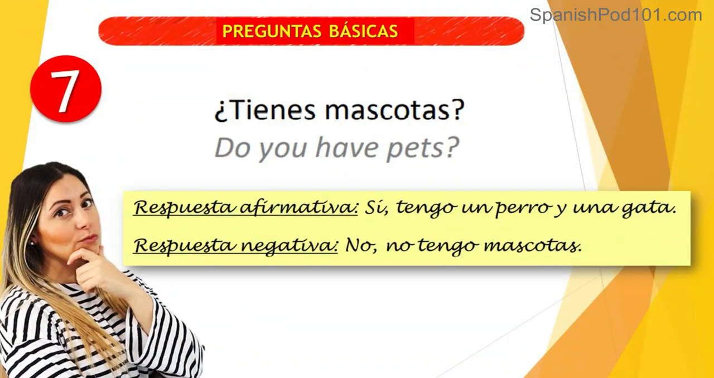Y la última pregunta es la pregunta número 7. This is the last question. ¿Tienes mascotas? Sí, tengo un perro y una gata. Yes, I have a dog and a cat, a female cat. But if you have a male cat, then you have to say, sí, tengo un perro y un gato. And la respuesta negativa, no, no tengo mascotas.